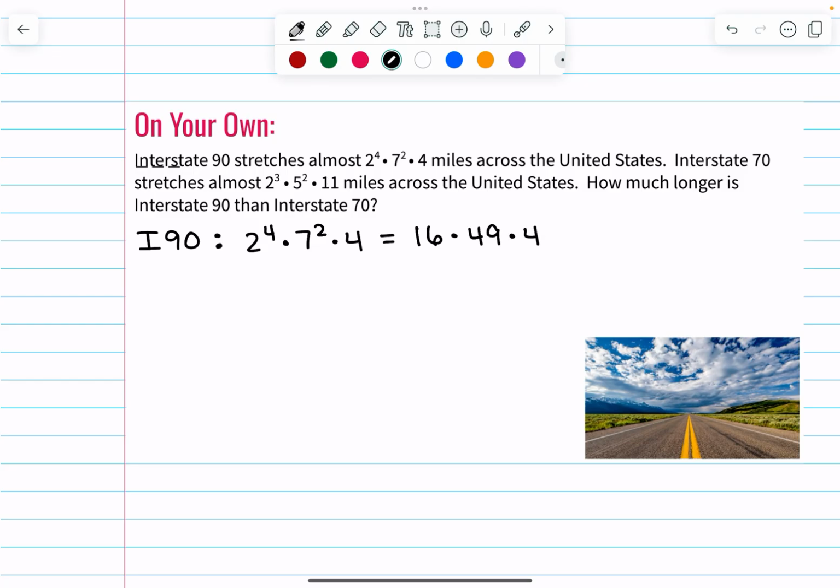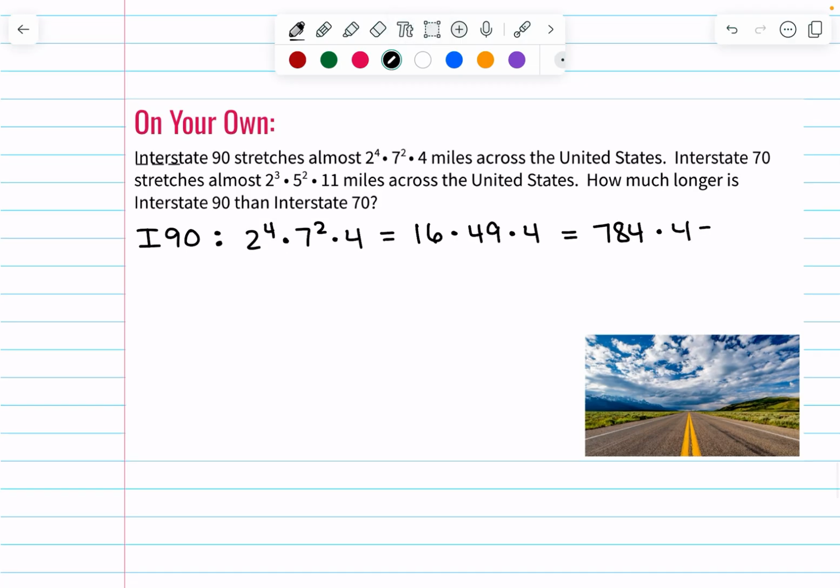Okay, so 16 times 49 is 784. I am okay if you're using the calculator on your iPad for this problem. And then we're timesing it by 4 again. So then we get 3,136 miles. I'm going to use the mile abbreviation, MI.